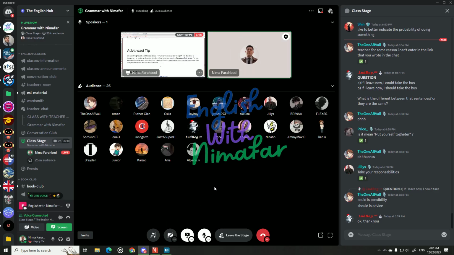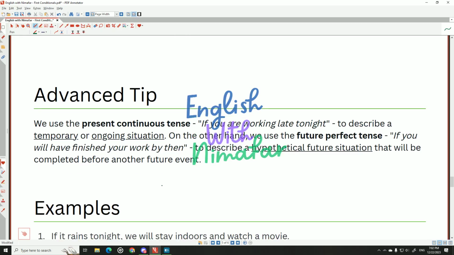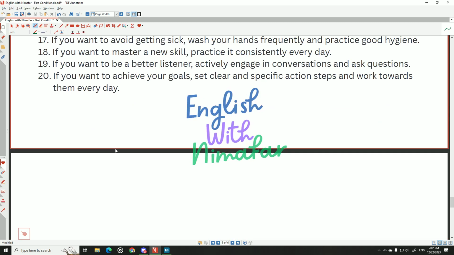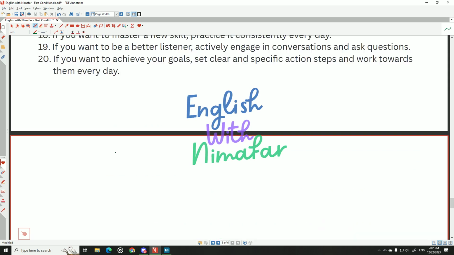So based on your meaning, based on your situation, you can use tenses of present and future, not just simple present, different things. An example, so yes, I have like 20 examples there.